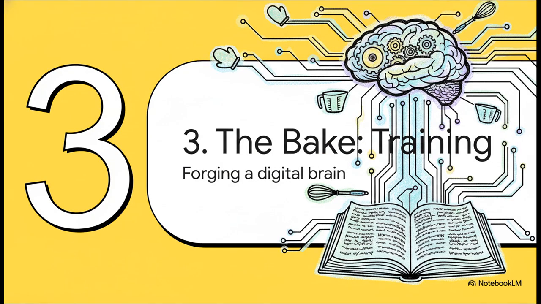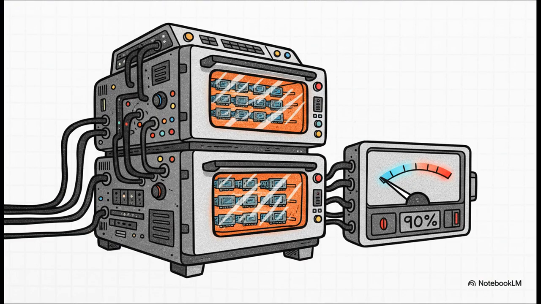Now it's time for the main event, the bake. This is the training phase, and it's where all that curated text is used to forge a complex digital brain. And we're not talking about your standard kitchen oven here. This is like a digital blast furnace. I mean, the training ran on 128 server nodes, and each one of those was packed with 8 of NVIDIA's top-of-the-line H100 GPUs. This whole stage was so intense, it ate up over 90% of the entire project's compute budget.